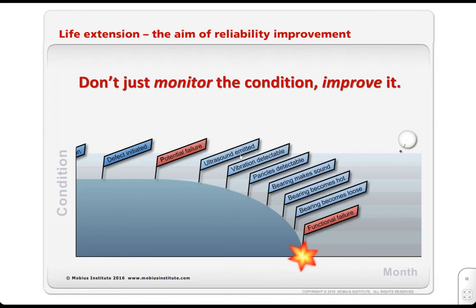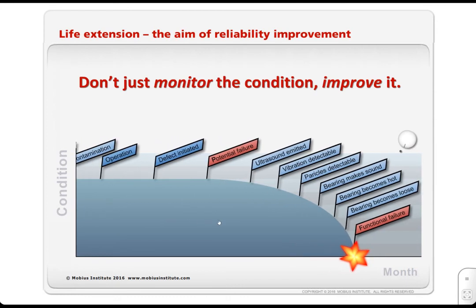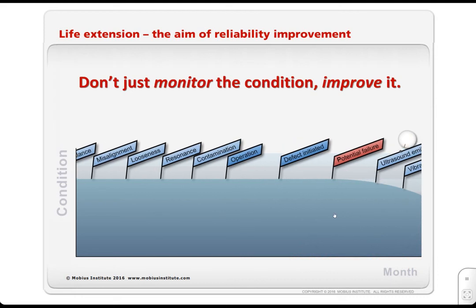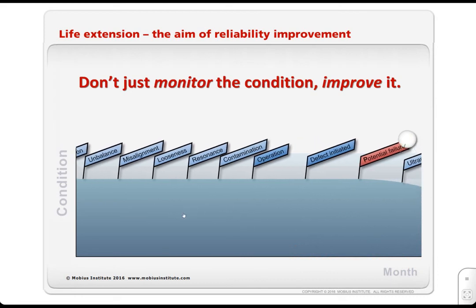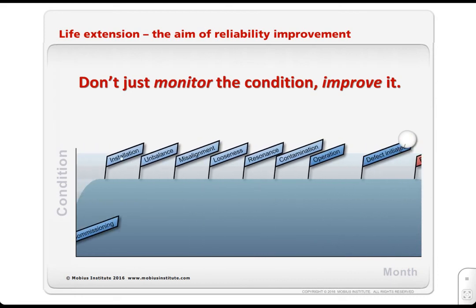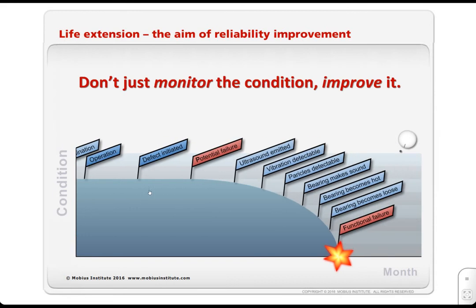So here is that PF curve we saw before. Condition monitoring normally operates in this space. What we need to do is look earlier, and use our condition monitoring skills to detect all of these reasons for the problem in rotating machinery.